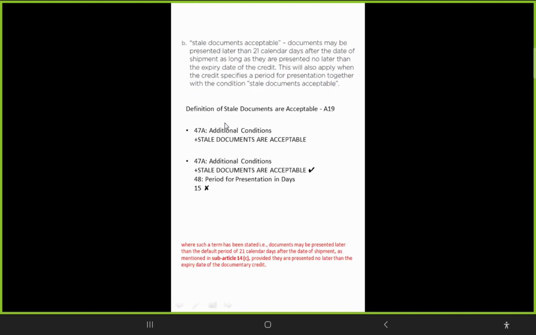So for example, if in additional conditions they are saying stale documents are acceptable, and they are also giving you a presentation period, what happens is automatically this presentation period will not apply. The documents can be presented anytime within the expiry of the credit. So even if you specifically give the presentation period, it will not be valid. This will make that other requirement null and void.